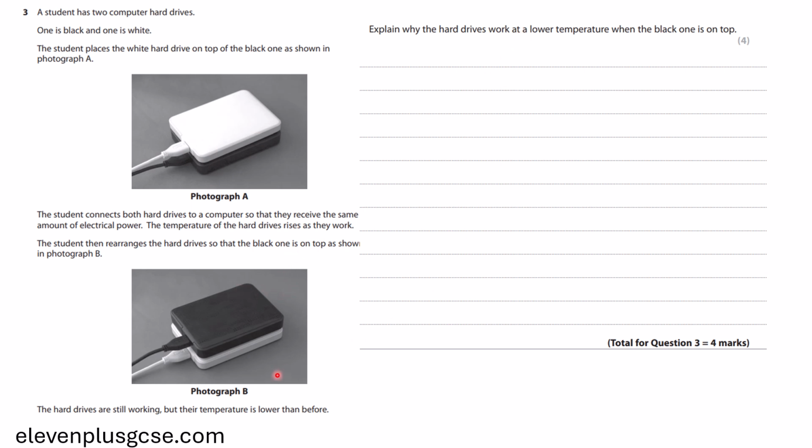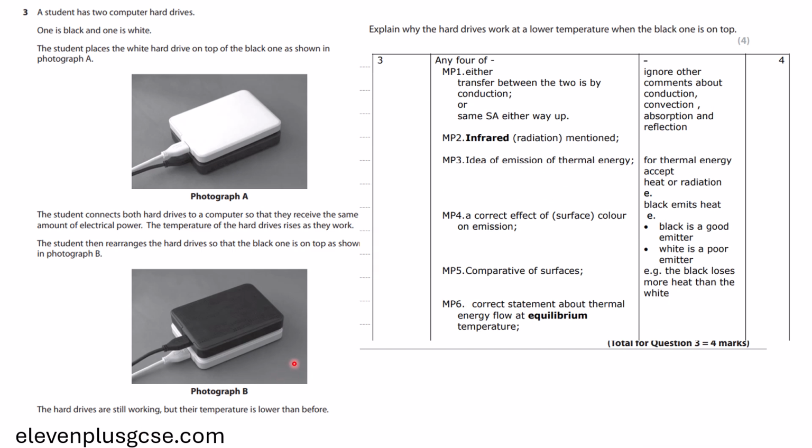So I'm going to show you the answers now and see how the wording should have been. Yeah, so that is just as explained here. The black is going to emit more. Both of them are going to transfer energy to each other by conduction, isn't it? But that's not really significant. The most important thing is this: when the black is at the top, it's going to release much more energy to the environment than when it is at the bottom. So that's the point to this one.